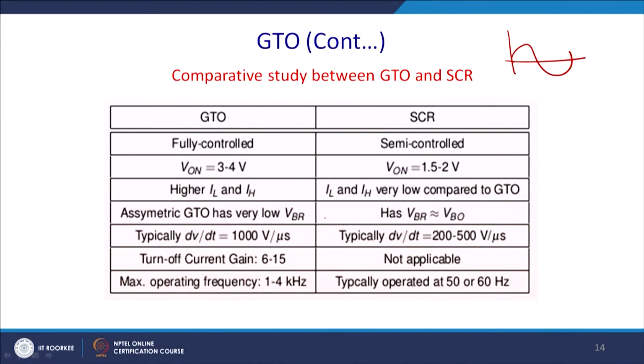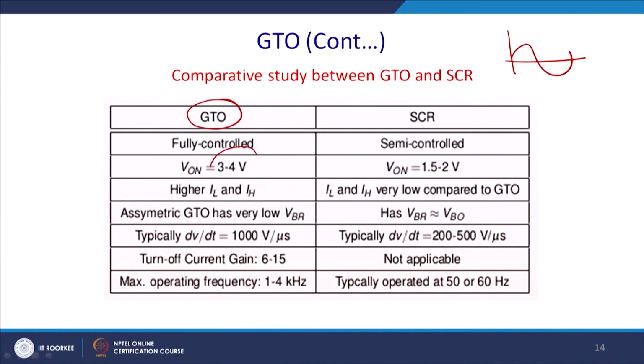So, let us go back. What are the differences between the GTO and the thyristor? GTO is essentially, this is one of the major features, otherwise this is an inferior device compared to the thyristors in all respects. GTO is fully controlled, you can turn it off as well as turn it on at the will of the user, but the thyristor is a semi controlled device.